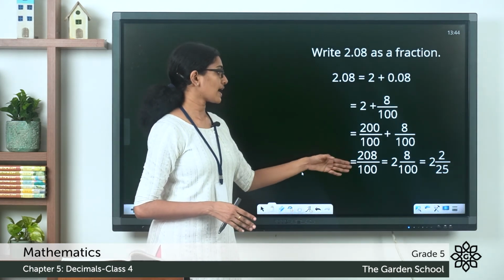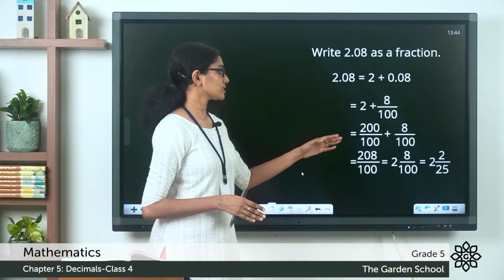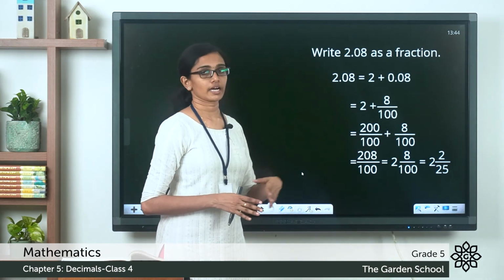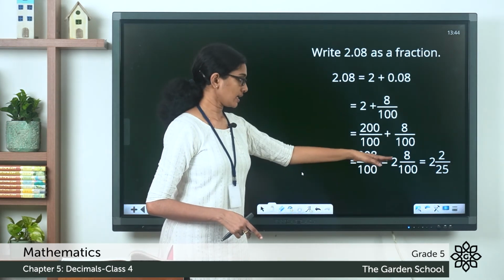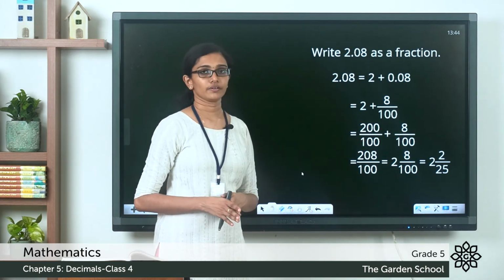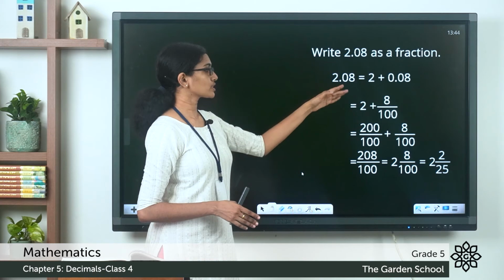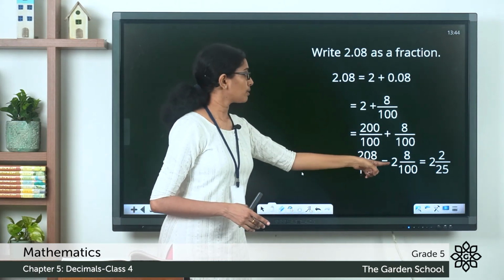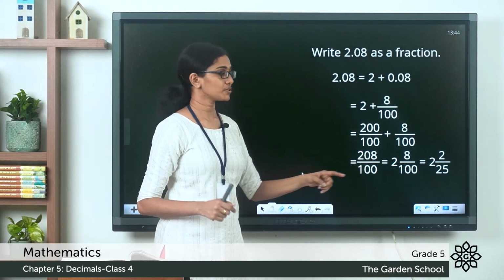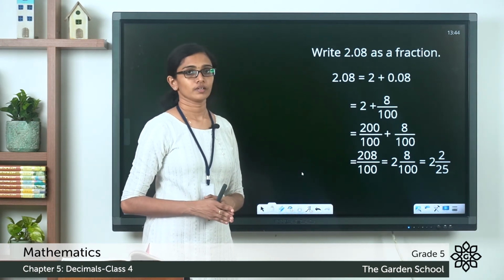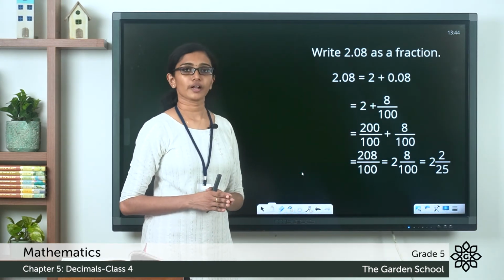And what is 208 by 100? It is 200 plus 8 by 100, right? Which you can write as 2 and 8 by 100. And in the question also it is clear, 2.08: 2 is the whole number part and 0.08 is equal to 8 by 100. So you can directly write that as a fraction.